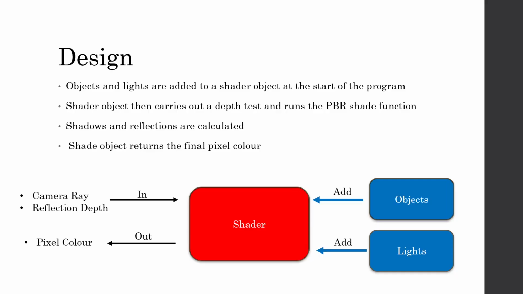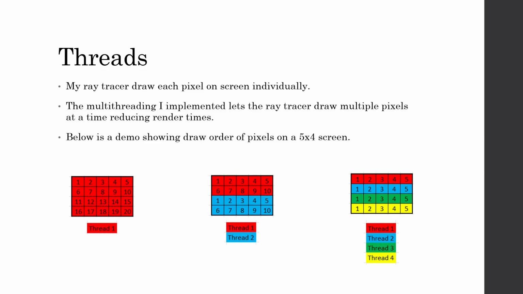The architecture of my ray tracer uses a single shade object, which all the scene objects and light objects are added to. Then for each pixel, a camera ray can be given, and the shade object will run the PBR shade function on the closest collision, having performed the depth test, and in return give the pixel color. As my ray tracer draws a single pixel at a time, it can be multi-threaded by dividing the total number of pixels between the total number of threads. This lets multiple pixels be drawn at once, drastically speeding up render times.